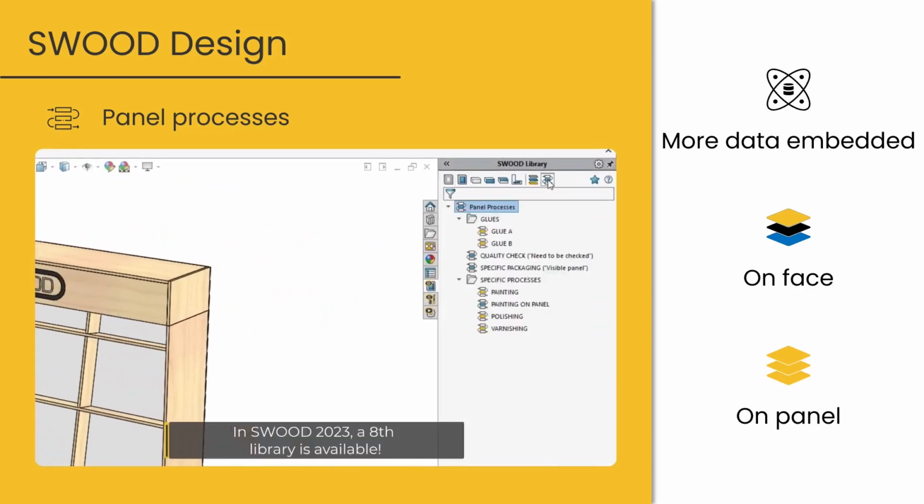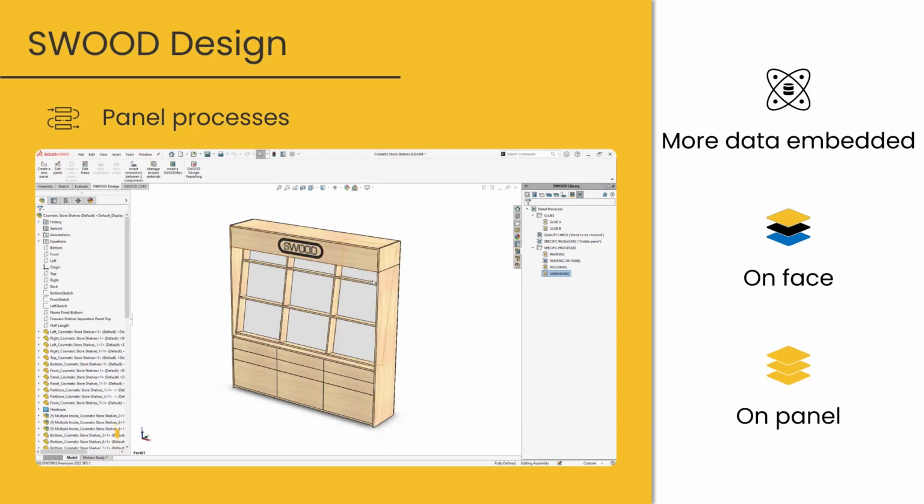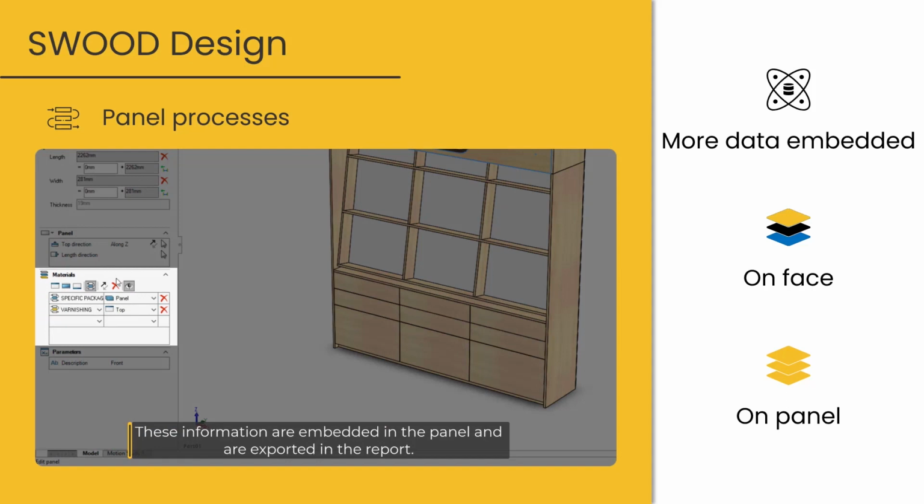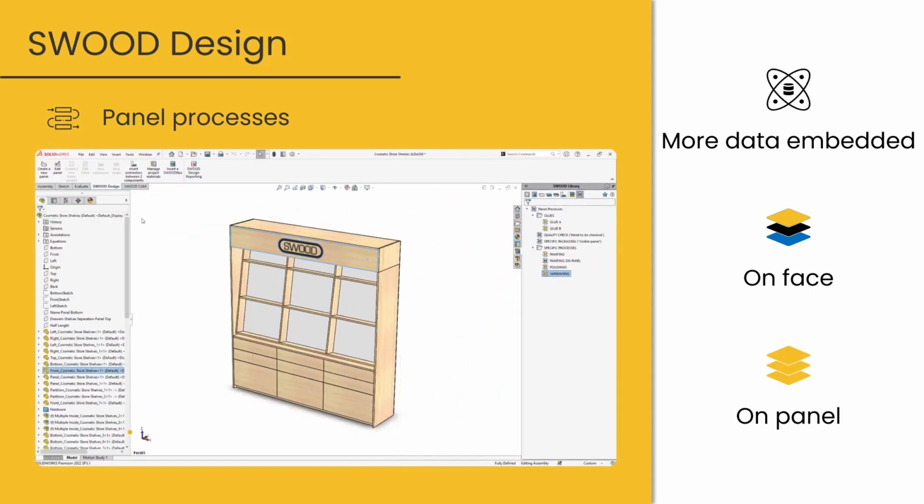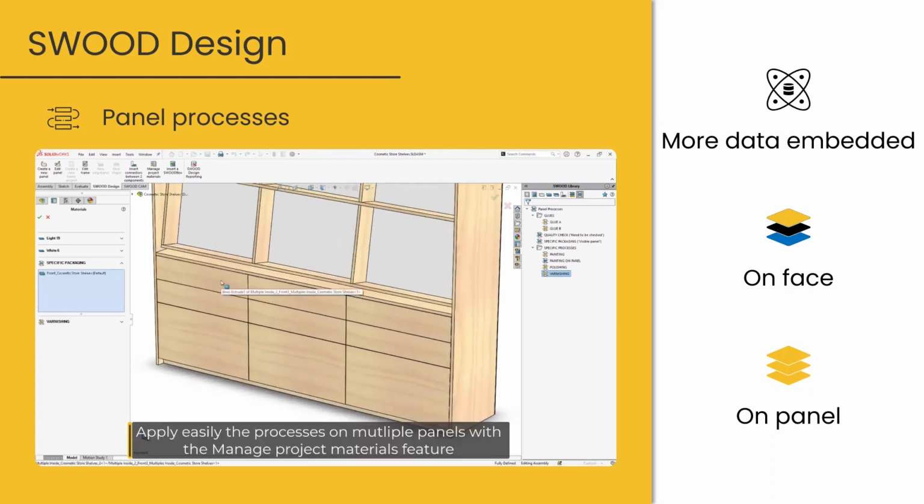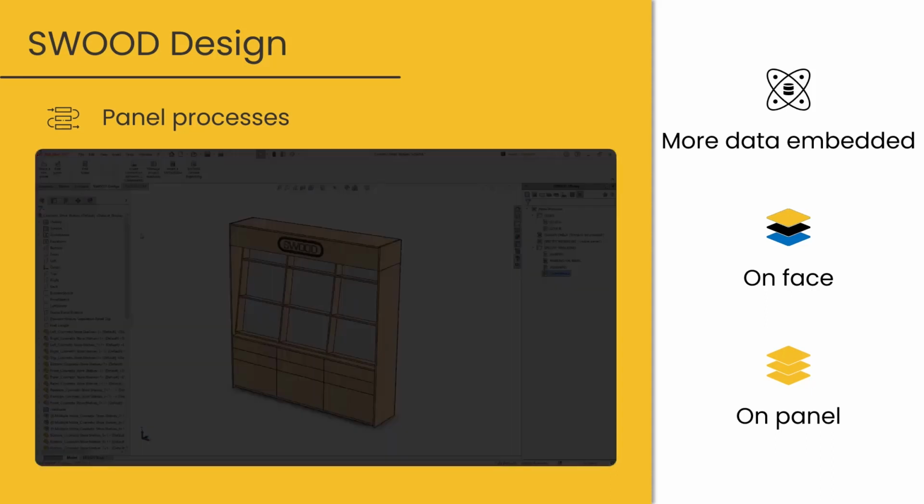We now offer a new fully customizable library that allows you to add information to your panels for retrieval by SWOOD reports. Since these processes are solely informational, they will not be visible in the graphic area. Instead, you can easily access them through the Edit panel view and apply them via drag and drop or the Manage Project Material features. Depending on your configuration, you can use multiple processes on a panel or none at all, and you can choose to apply them to specific faces or the entire panel.